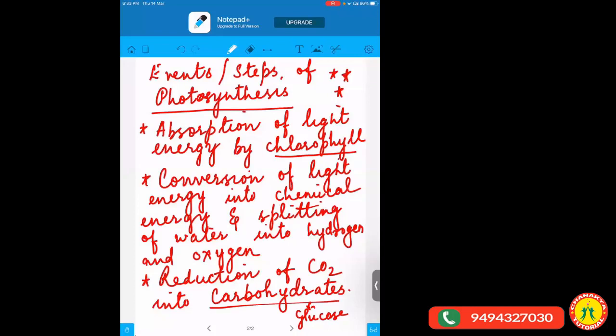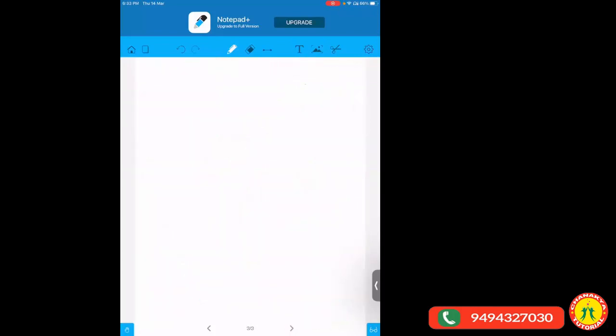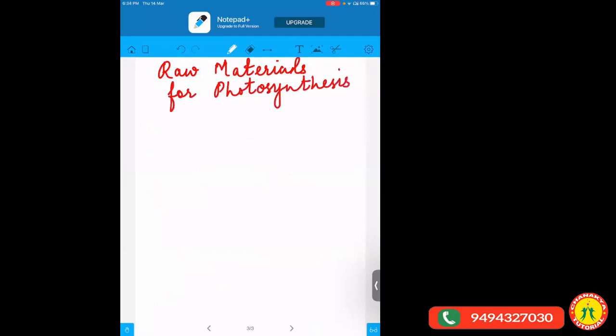Now, as we discussed in the last class about the raw materials, we will discuss them in a little more detail, because sometimes, not always, they ask you to explain the raw materials. So in that case, we should know a few points about them. So, raw materials for photosynthesis. We already know 4 raw materials are there, starting with chlorophyll.